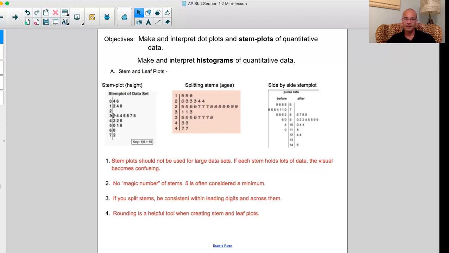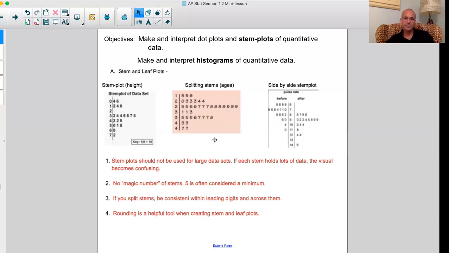And the other thing is, even if there's no data in something, like here, there's no 20, there's no 21, there's nothing up to 29, but they still included that. So you can see the gap. And if we were doing split stems, if there were no 35s through 39s here, you would still want to use the split stem for 3. It would be consistent. And rounding is a helpful tool.